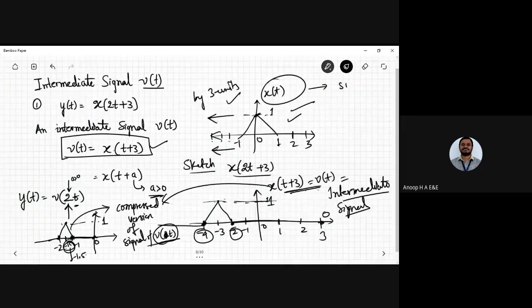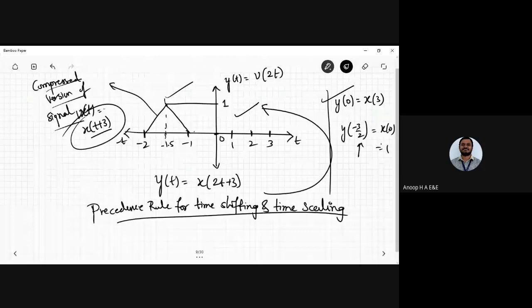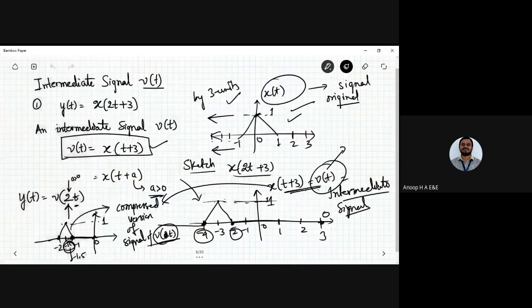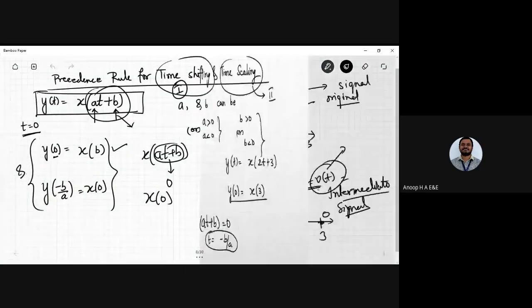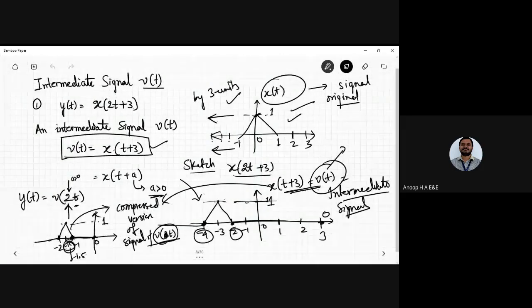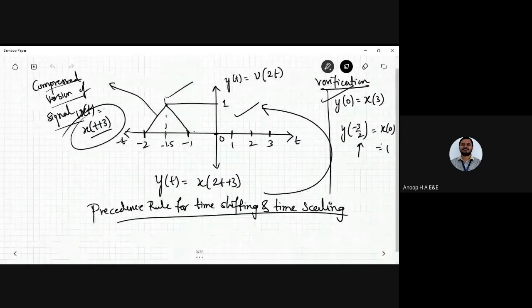This is x of t, the original signal. This is the time shifted signal, that is v of t, an intermediate signal. Next, the compressed version of the signal is this one. So you have 2 steps, and this is the verification step that you are going to follow. If you want me to repeat it, I will repeat it again, or else I can highlight certain things, or I can just go through with the numerical problems.